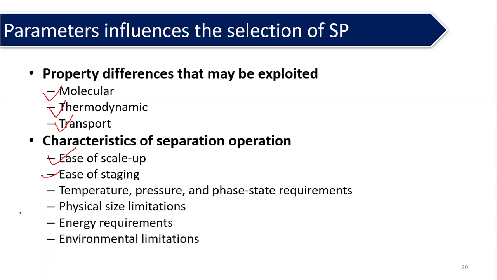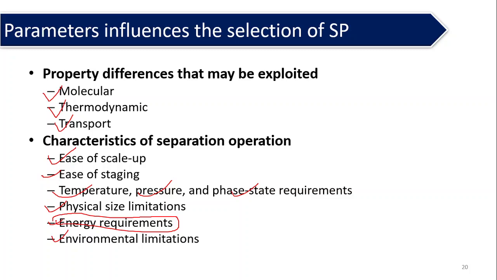Then obviously the separator temperature, separator pressure, and phase state requirements. This is about what the separator temperature and pressure should be. Then what are the physical size limitations, energy requirements, environmental limitations. We have to think about all these parameters. For example, if there are two separators, one requires a lot of energy and the second requires a much smaller amount of energy, obviously we go for the separator with the low energy requirement.